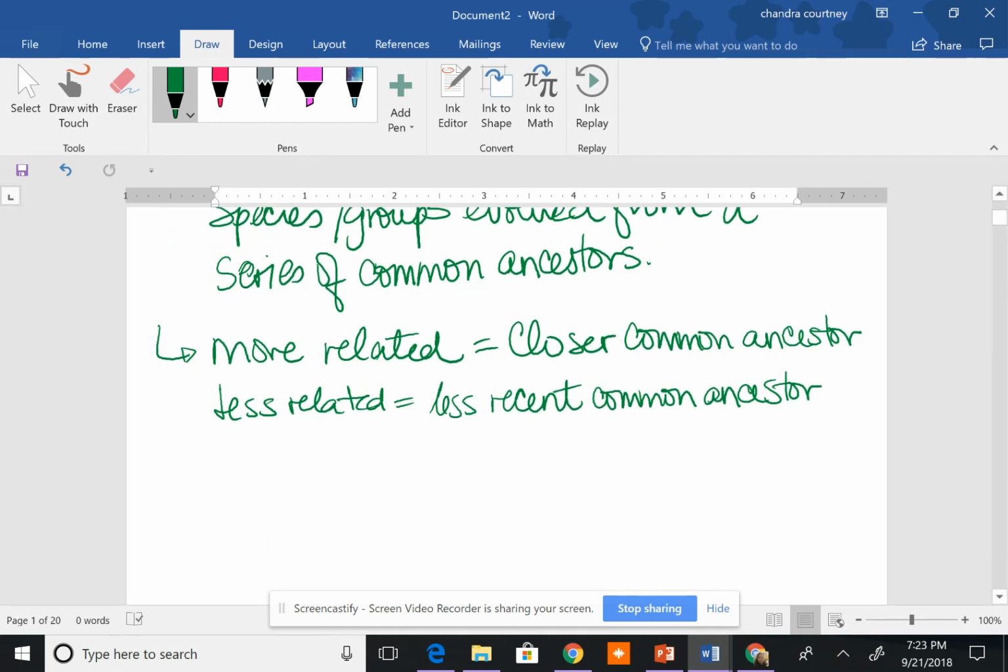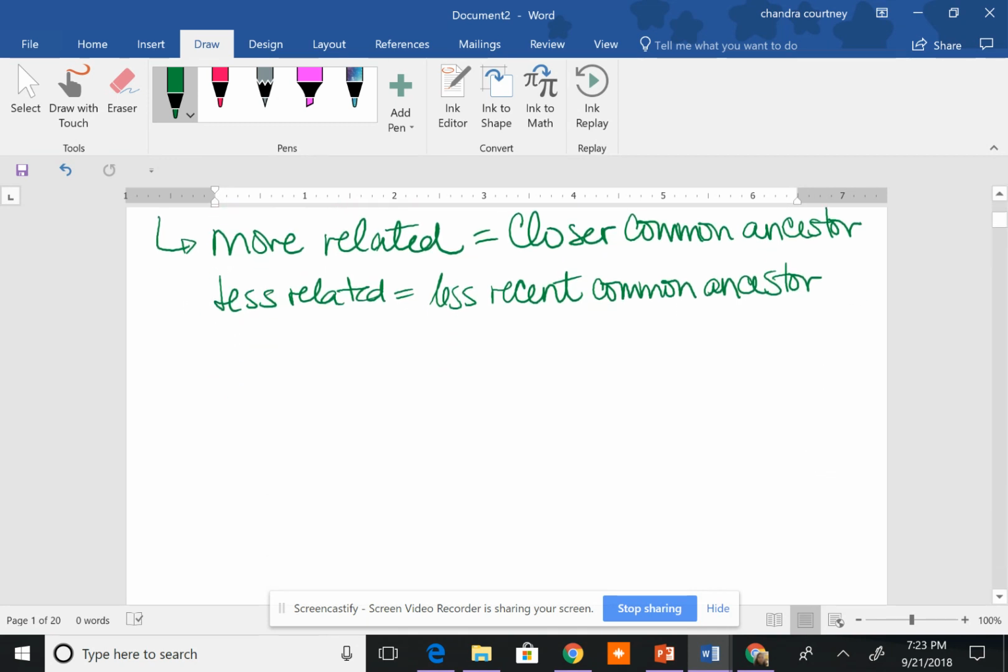Okay, and then another thing to keep in mind is that the branching points are mobile. So if you rotate them, if you flip them around, you don't actually change the information that that tree is giving you. So there are lots of ways to draw a tree, in other words.